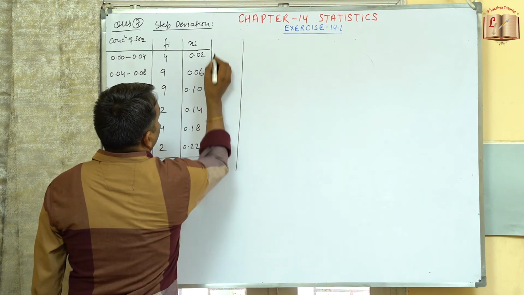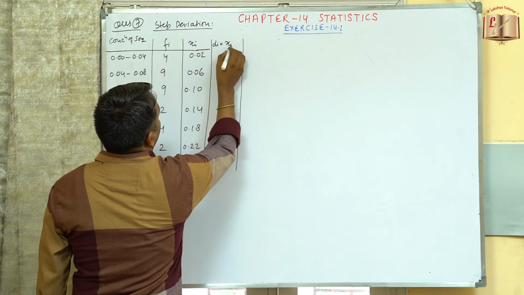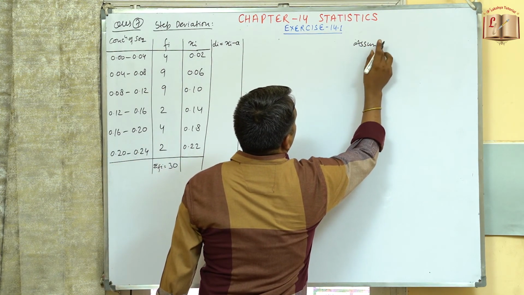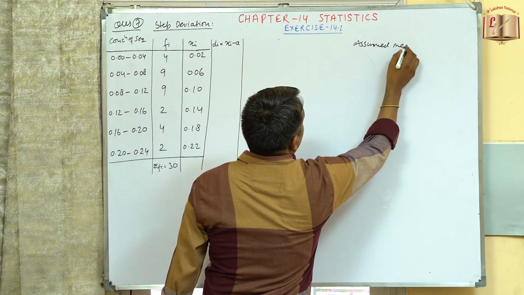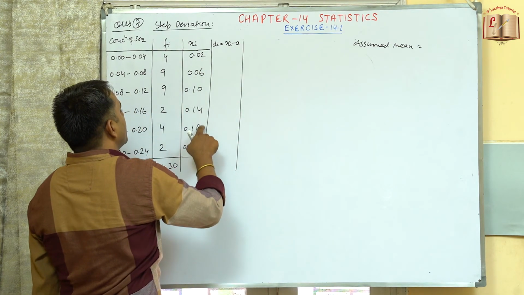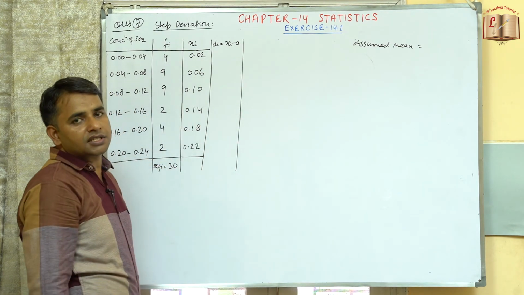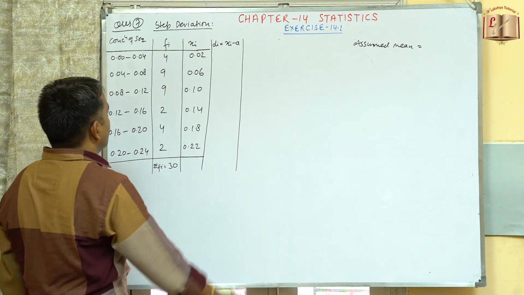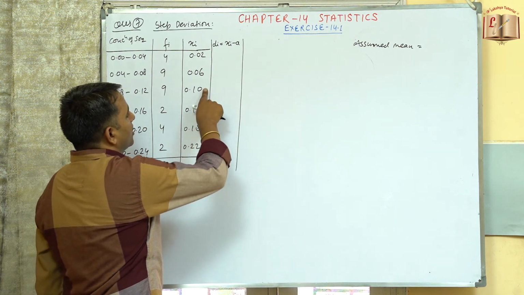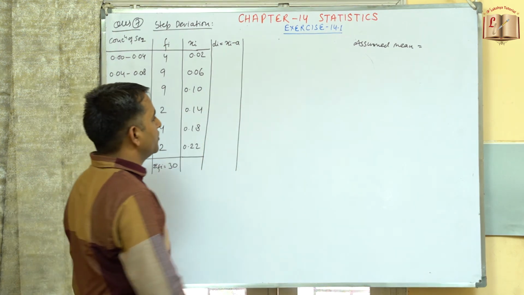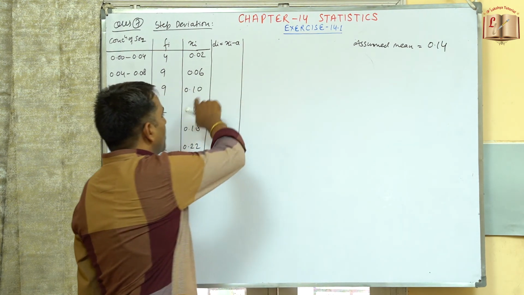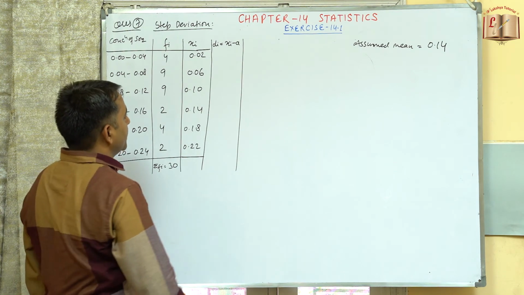And now we will calculate di. So this will be xi minus A. We can write here assumed mean. So assumed mean will be the mid value. So 1, 2, 3, 4, 5, 6. Now here it is 6, means an even number of values, so we can take either of the middle values, even this or this. Suppose if we take 0.14, so we will write assumed mean as 0.14. You can take 0.10 also. The answer will come the same from both.